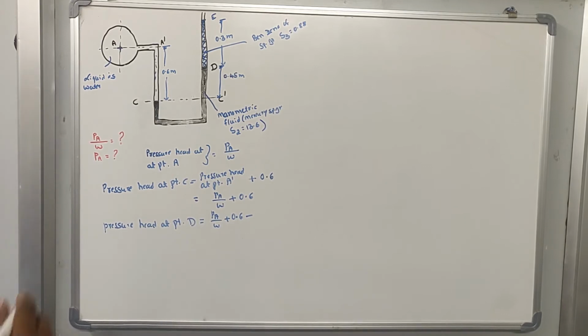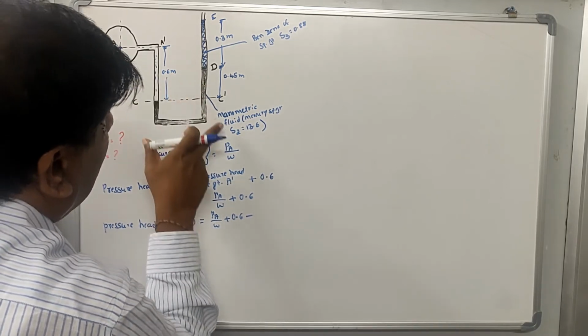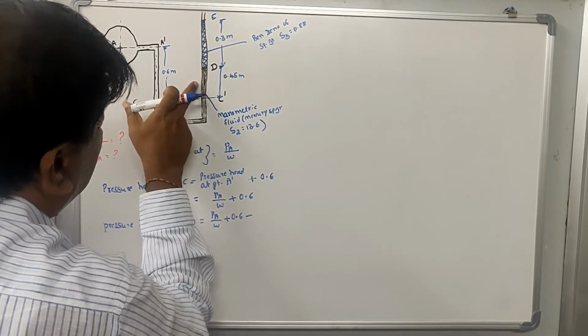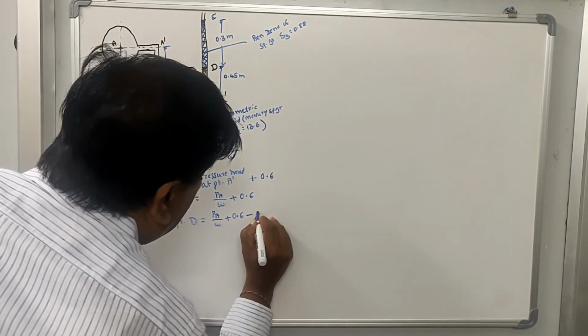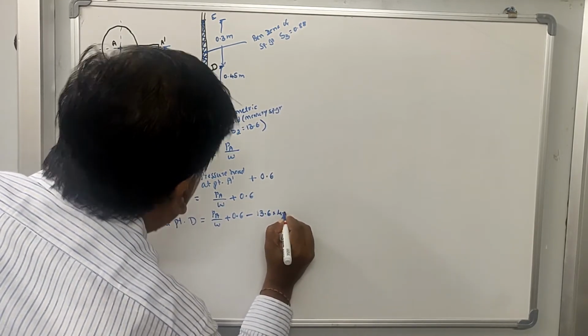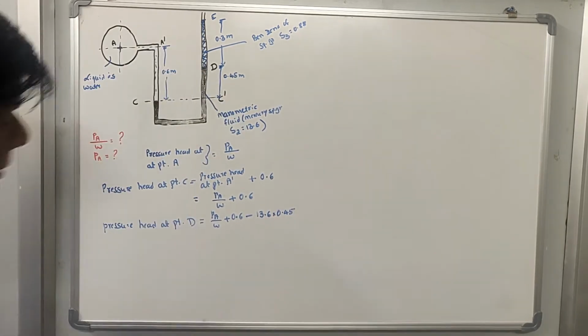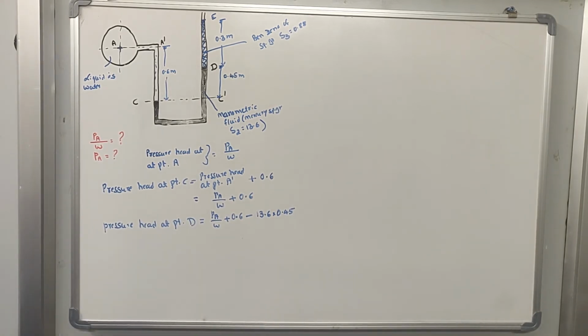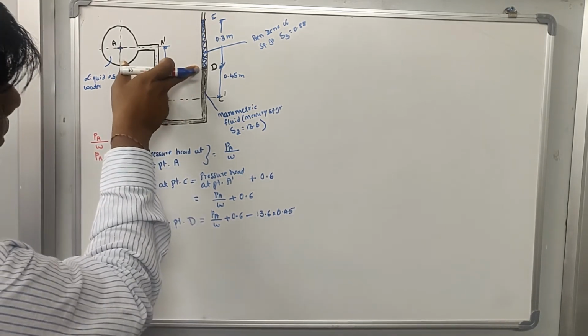Minus. The next is the column height, 0.45, multiplied by the specific gravity of this fluid, because we are developing directly the gauge equation in terms of water. So 13.6 multiplied by 0.45, that is the column height. Okay, now we know the pressure head at point D.